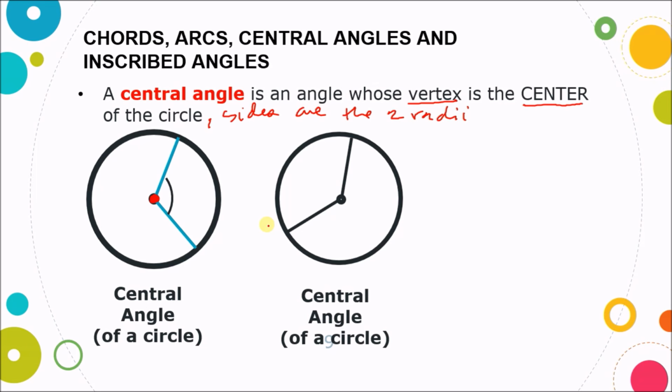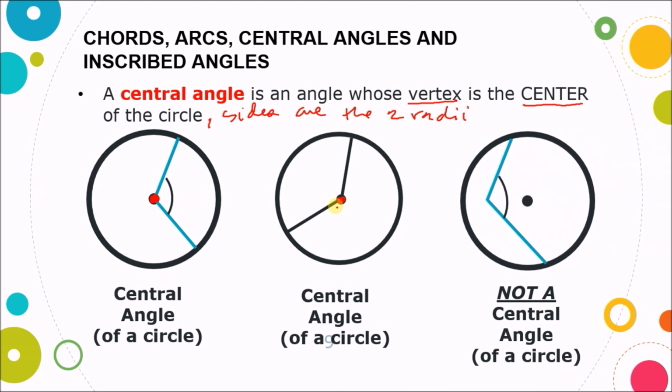It is also a central angle. Nakita natin na yung kanyang vertex ay located sa center ng circle. Well, this one is not a central angle because the vertex is not located in the center of the circle. So, disqualify ito. Okay?